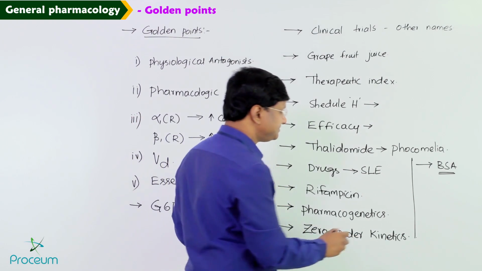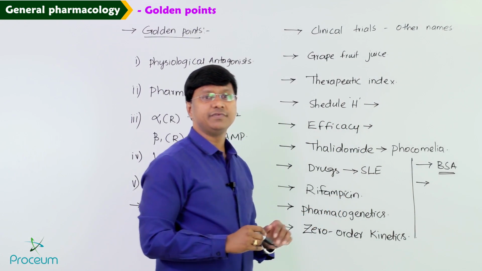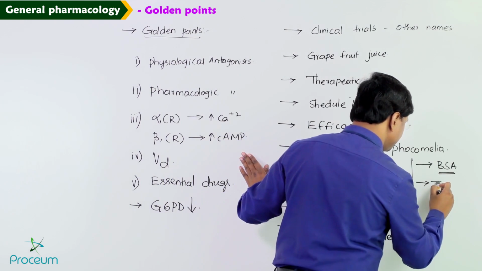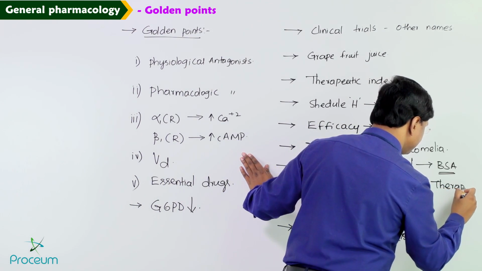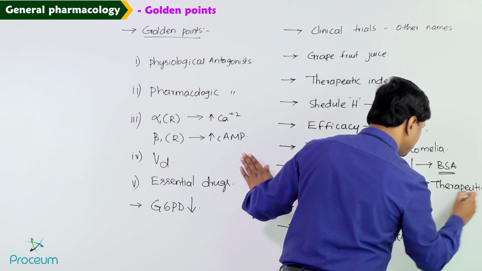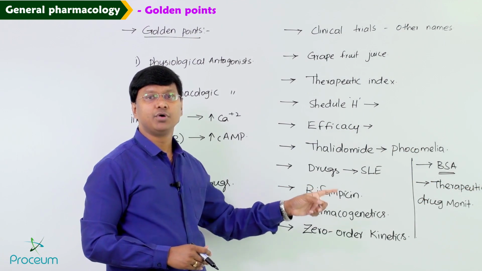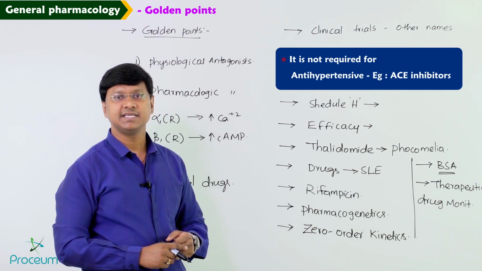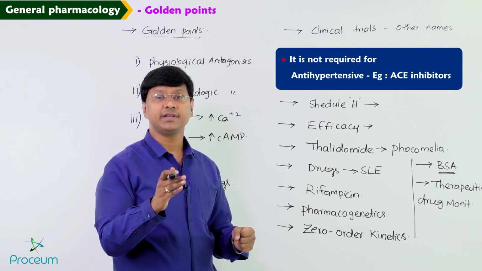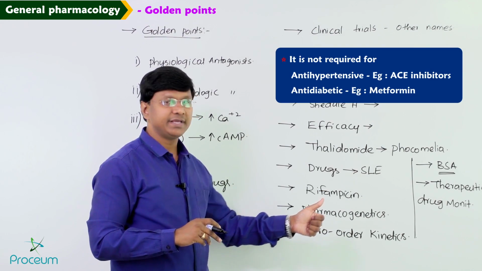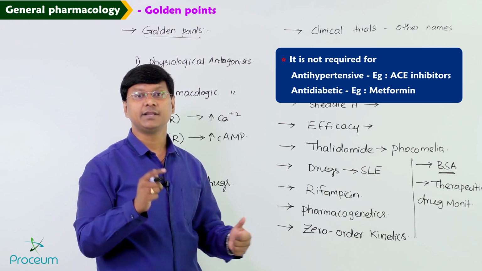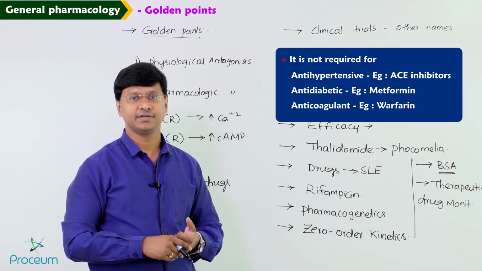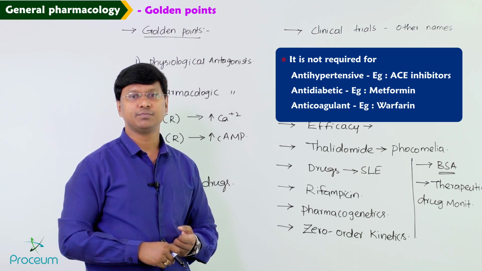Alright, next. Now later on we have discussed therapeutic drug monitoring. Therapeutic drug monitoring is not required for antihypertensives like ACE inhibitors, not required for anti-diabetic medications like metformin, and not required for anticoagulants like warfarin. So that is about therapeutic drug monitoring.